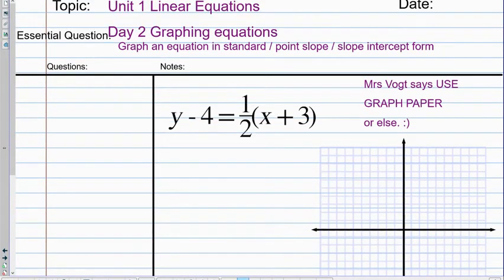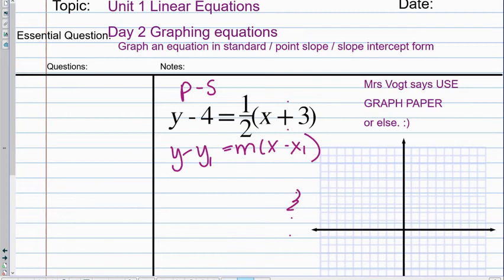The last one I have for us, this one is in point slope form. And again, you guys really love to try to change this, do your algebra, distribute the 1/2, and make it into your favorite slope intercept form. But I'm going to tell you that you don't have to do that. I'm going to remind you of this formula that I told you yesterday.